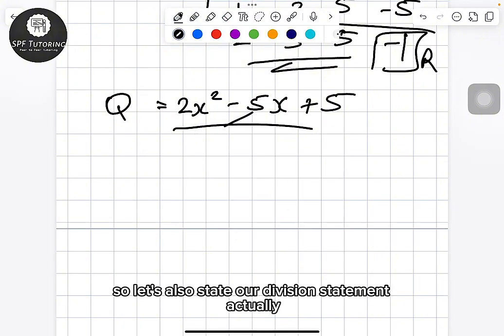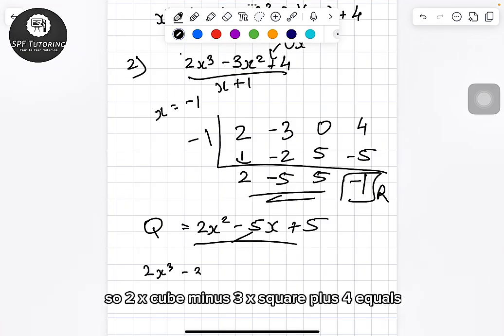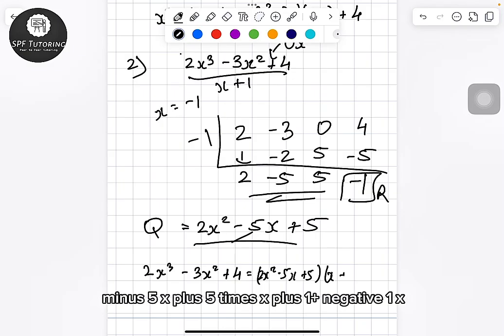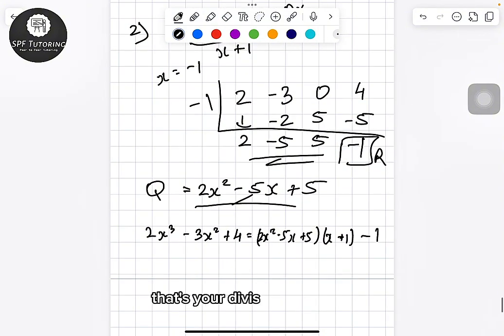So let's also state our division statement actually. 2x cubed minus 3x squared plus 4 equals 2x squared minus 5x plus 5, times x plus 1, plus -1. You could also say just minus 1. So yeah, that's your division statement.